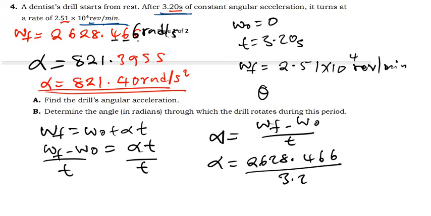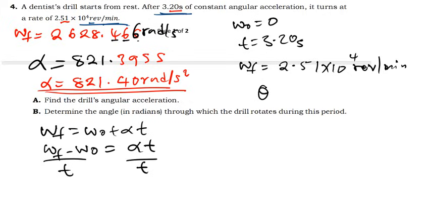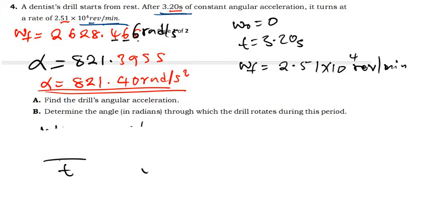Okay. The next question is saying determine the angle in radians through which the drill rotates during this period. What did I say about the angle? When they're asking us to find the angle, they want us to find what? Angular displacement. So angle is the angular displacement, same as revolution. Which formula can we use now, provided we have everything? I can use any. I can choose either the second one or the third one.